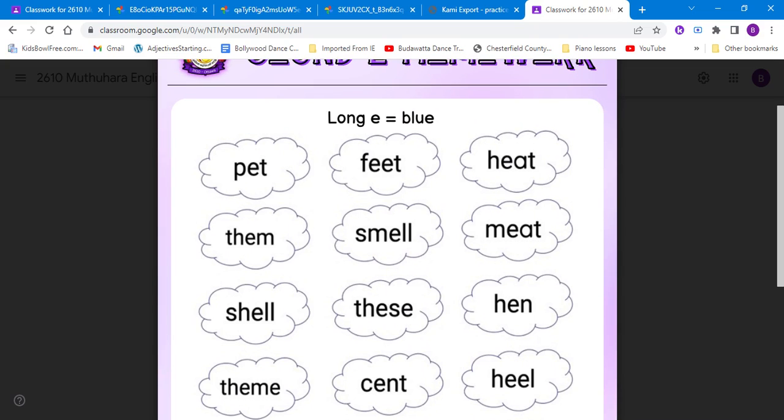So this is the long E lesson, the short E and long E lesson. I hope you all understand.